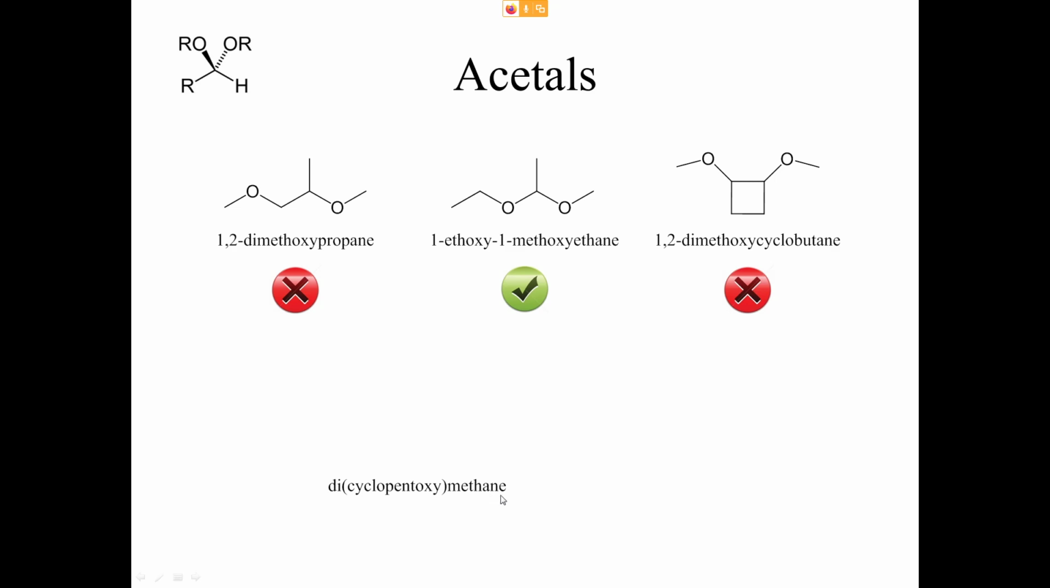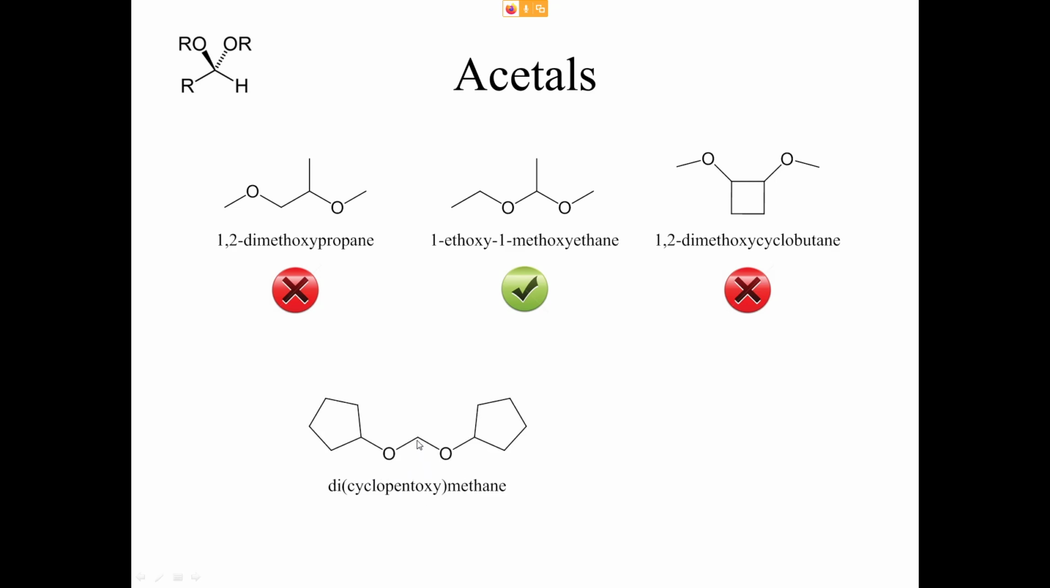So we have methane, right? That's just a dot on the page. You don't draw a line for methane. It's just a dot. It's one carbon. So just make a dot on the page with your pencil. And then on the methane, I need to put 2 of something. There's no numbers here because clearly they're both on the one carbon that's present. So I need to put 2 cyclopentoxys. That sounds complicated, but it's not. It's a cyclopentyl group attached through an oxygen.